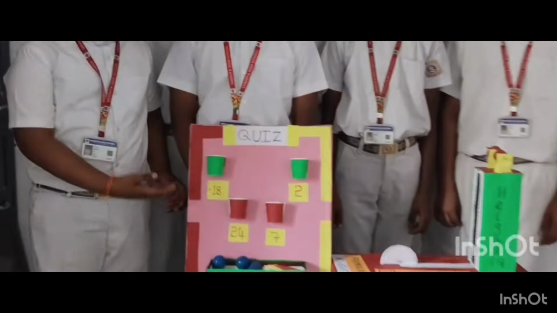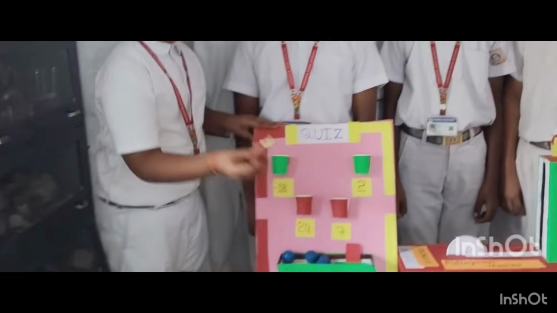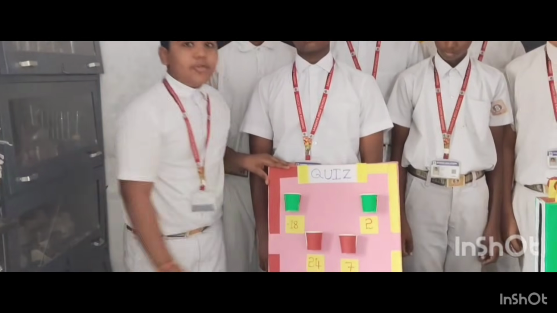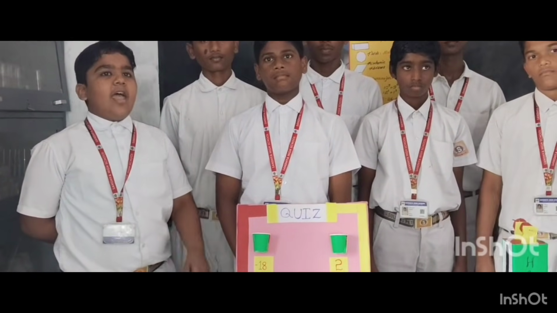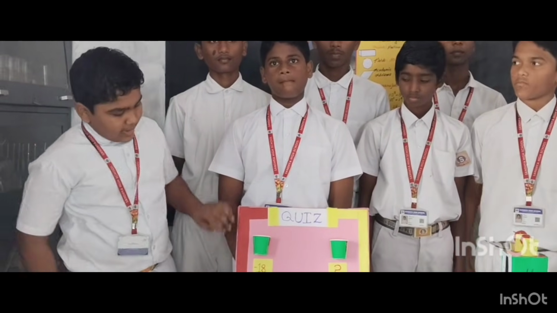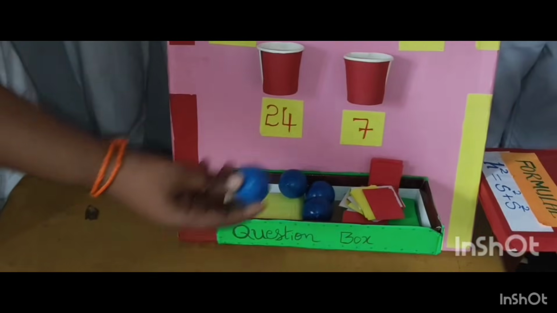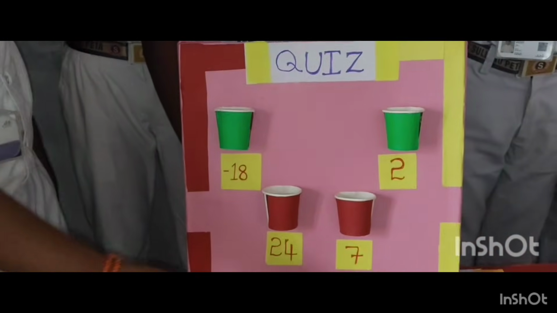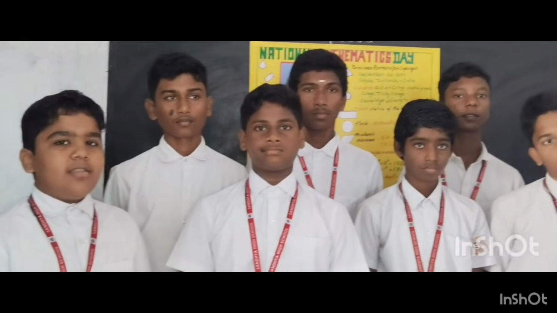It is a quiz. In this quiz, there is a question box. In this box some slips are there. In these slips there are some questions. We solve these questions by using our mathematical skills. After solving the problem, there are some answers in the cups. We want to throw this ball into the cup where the answer is. It is a game which improves our mathematical knowledge and gives us joy and enjoyment by throwing the balls in the cups. I hope you like these two projects.